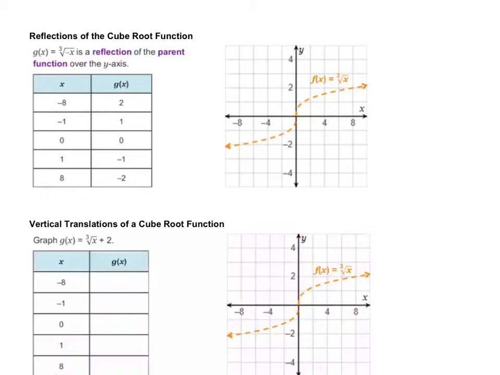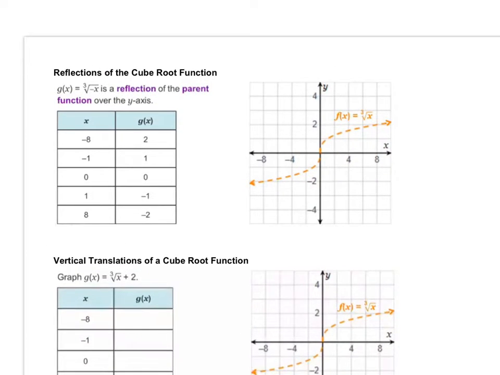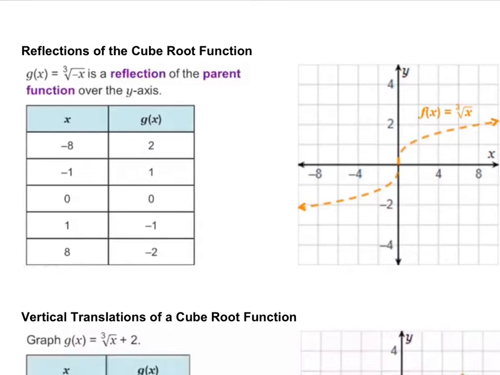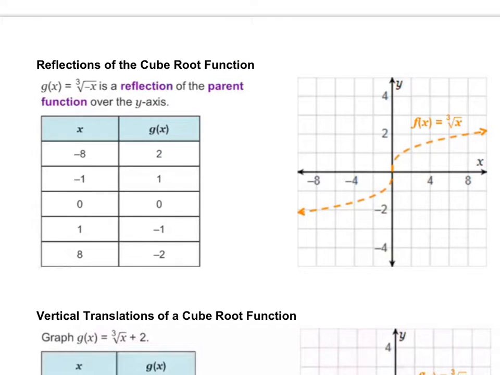So let's talk about reflections of the cube root function. What we have here is the function f of x. This is our parent function, just your general cube root function that looks like this. Then you have this new function g of x, where you have the cube root of negative x. The only thing that's negative is the input, your negative x.